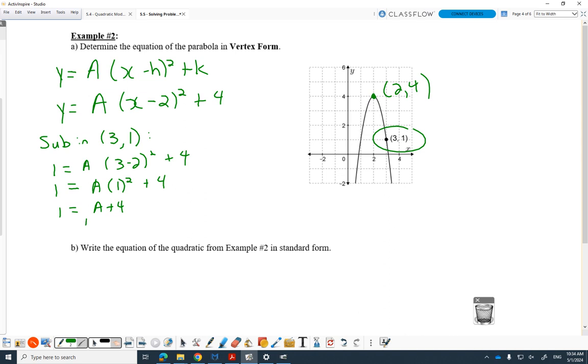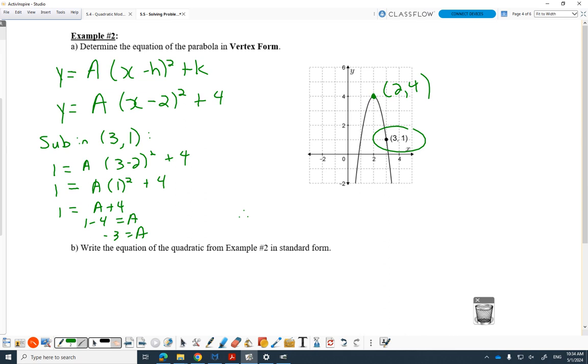Can I finish it? Can I fit it in here? I guess I can. Negative 3 equals A. Good. Therefore, write the equation. Nothing makes me sadder as your teacher than when I have to take a mark off because you had it all there. It makes me sad.